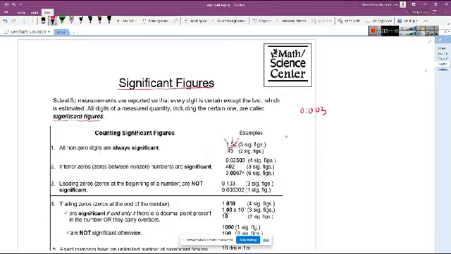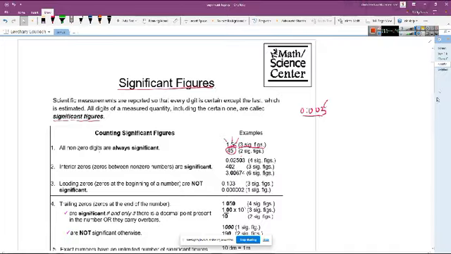0.003, how many non-zero digits do we have in this number? One, which is 3. And how many zero digits do we have? Three, right? So here we have 3 significant figures. And in 45, how many non-zero digits do we have? Two. So the number of significant figures will be equal to the number of non-zero digits in a number, right? Yes, 45 has 2 significant figures.